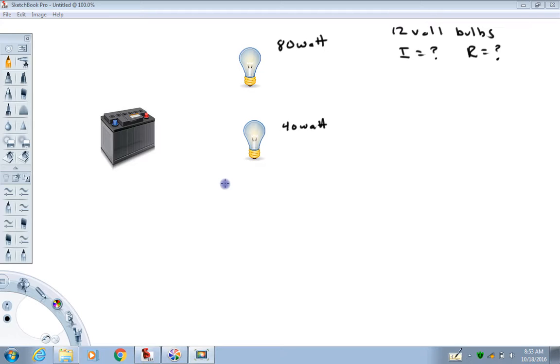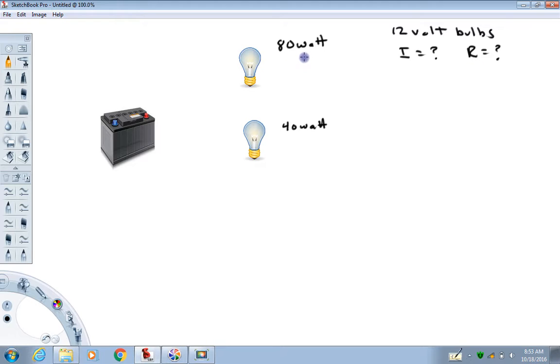So in this example here, imagine we've got this 80-watt bulb, and it's important to realize that this is a bulb designed to run off a 12-volt source. This is a bulb that you would get at an RV store or something like that. And the other one I'm going to imagine is a 40-watt bulb. We're going to calculate a couple things. First, the resistance of these bulbs, and second, the current through each bulb and the current coming from the battery if these are hooked up in a parallel combination. So let's start with the resistance.